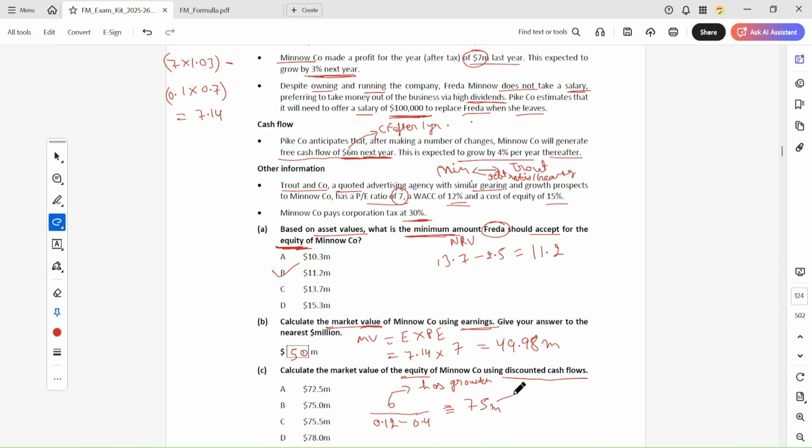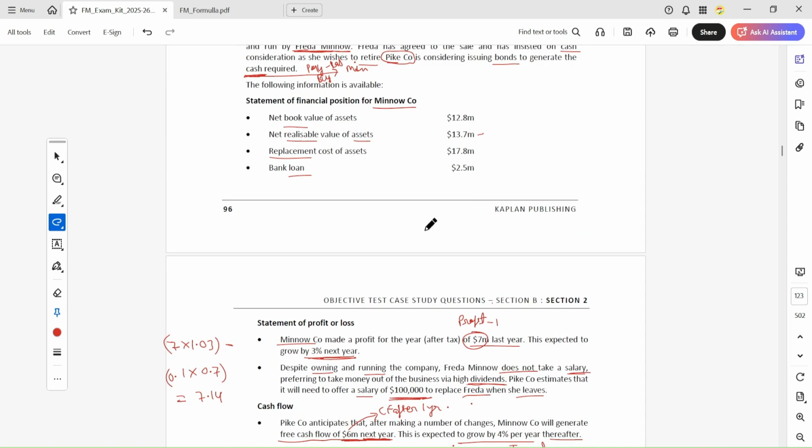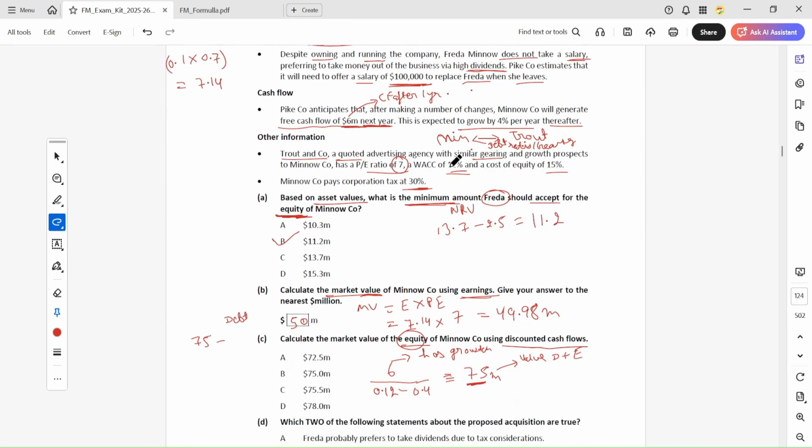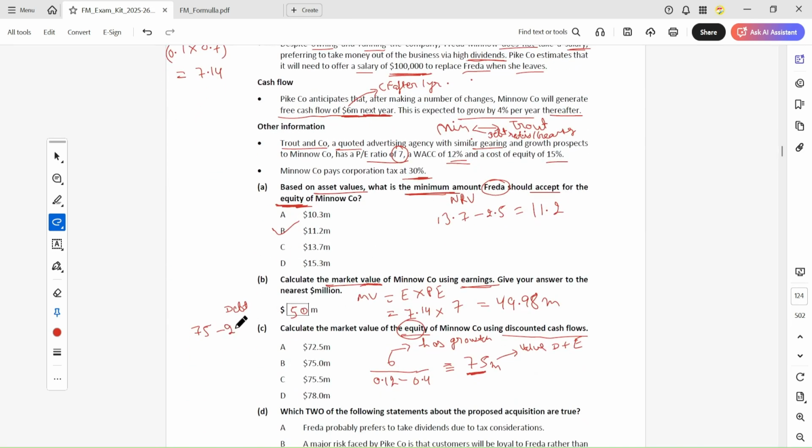75 million. This value is for the debt plus equity. But from this value, we have to calculate the equity value, so we have to deduct the debt value. The debt value is 2.5 million, which is given here. So the equity value is 72.5.